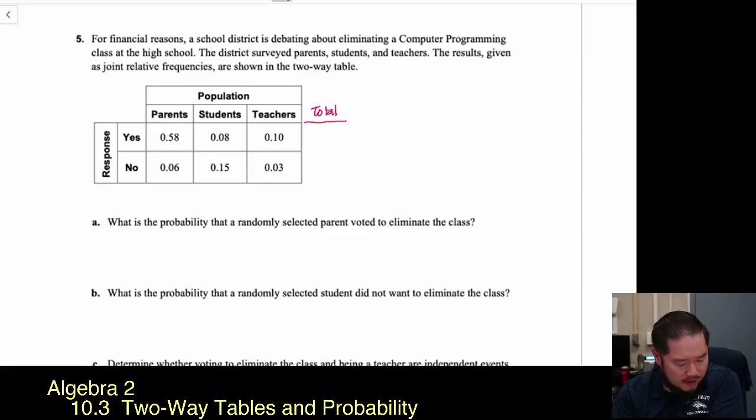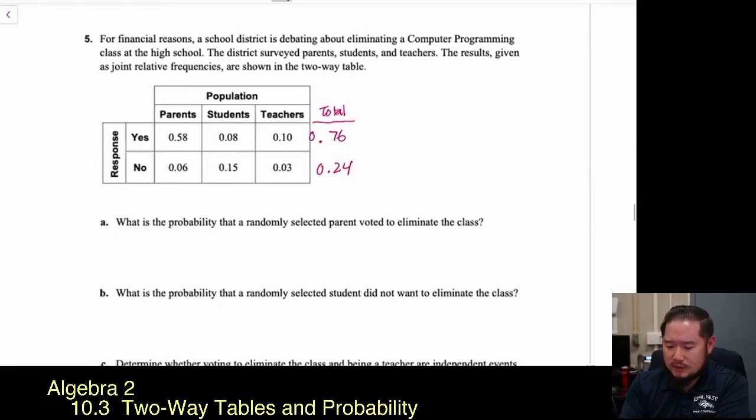What we're going to start off with is let's add the yeses of students, parents, teachers. And so 0.58, 0.08, and 0.10 all together ends up equaling 0.76. When we have the no's, we're going to add up all the no's, and you got 0.06, 0.15, and 0.03. You end up with 0.24. All right, and there you have the totals, responses of yeses and nos.